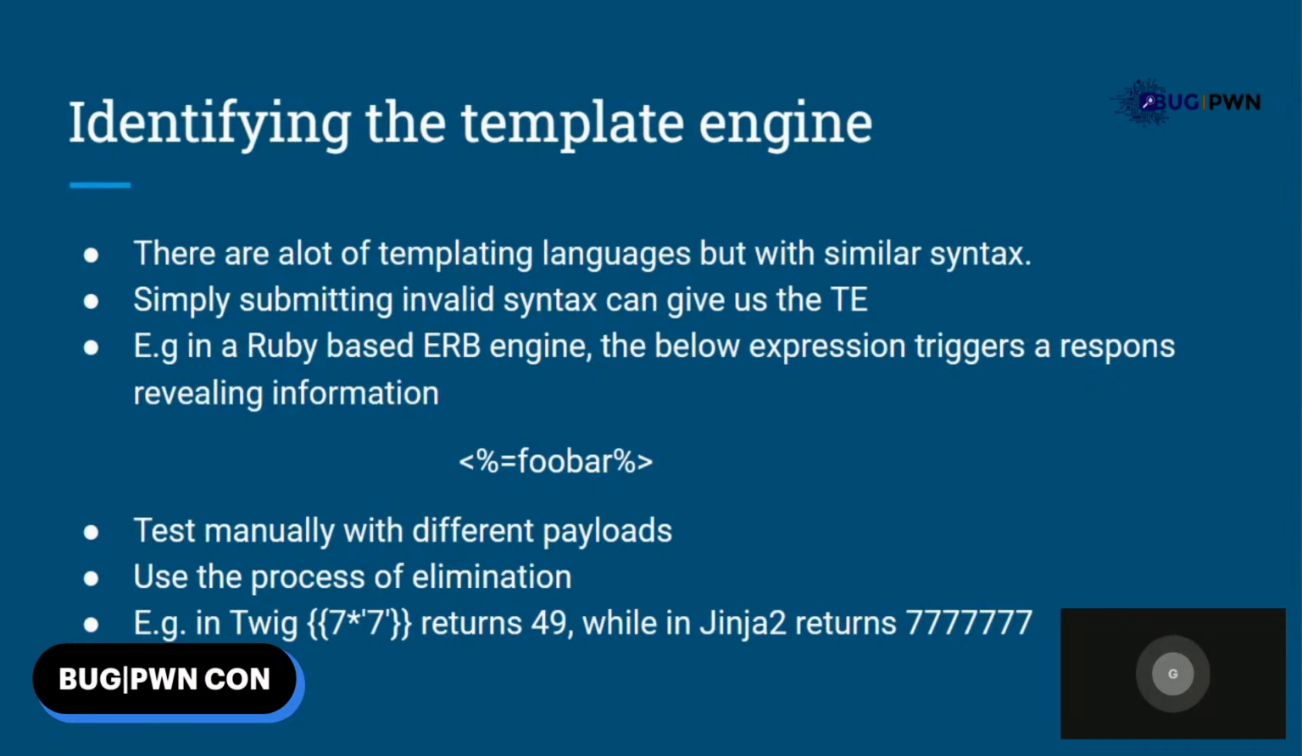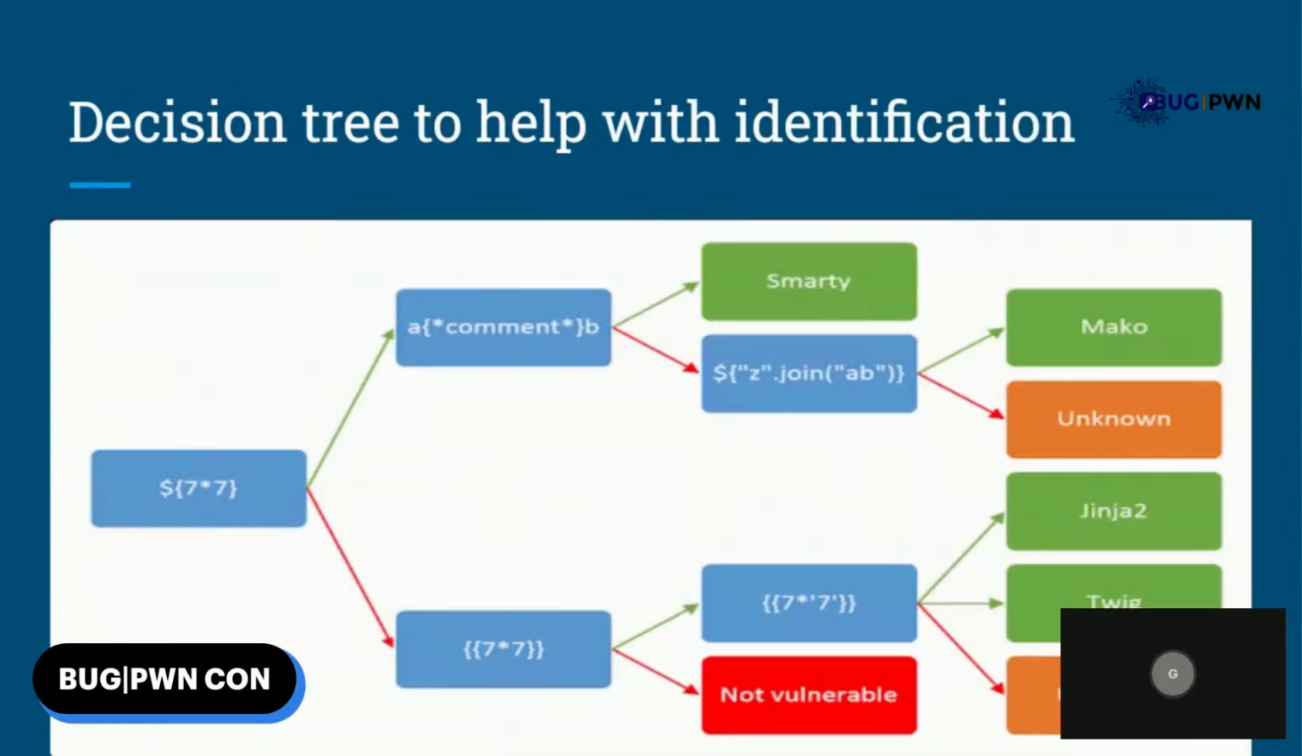Now, for example, when working with Twig and we input this particular payload, it actually returns 49, but in another template engine known as Jinja, it returns this particular value. So in Twig it actually multiplies the numbers, while in Jinja it multiplies the string. So as we can see.